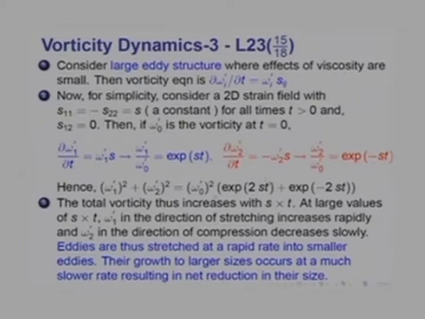And therefore, if I were to consider omega 1 square plus omega 2 square as the total vorticity, that would be equal to omega naught square times exponential of 2st plus exponential of minus 2st. And therefore, the total vorticity increases with s multiplied by t. At large values of st, omega dash 1 in the direction of stretching increases very rapidly because of the plus, and omega dash 2 in the direction of compression decreases slowly because of the minus.